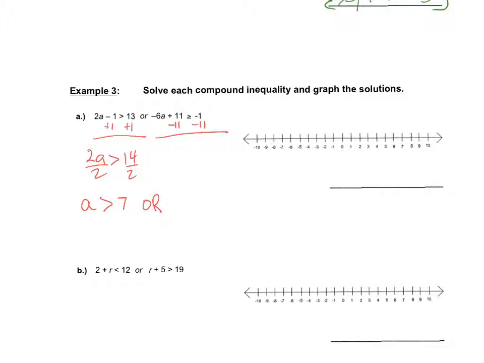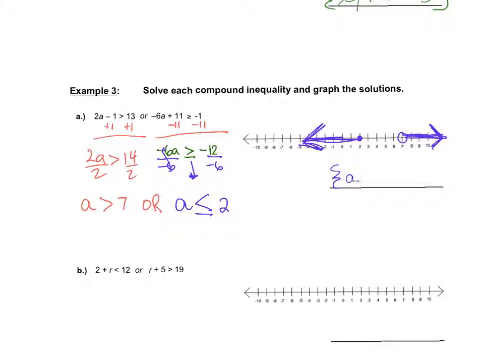Subtract 11. You get -6a is greater than or equal to -12. Now you're going to divide by -6. So you have to remember to flip the symbol. A, now this symbol is going to flip, and -12 divided by -6 is +2. So you are either less than or equal to 2 or greater than, open circle because it's not or equal to, 7.